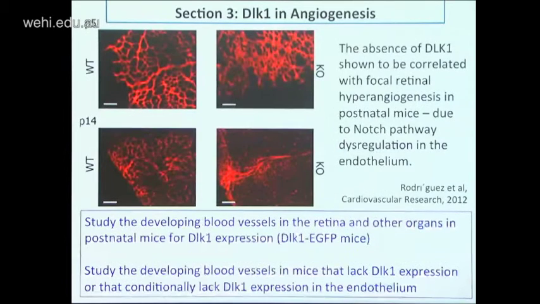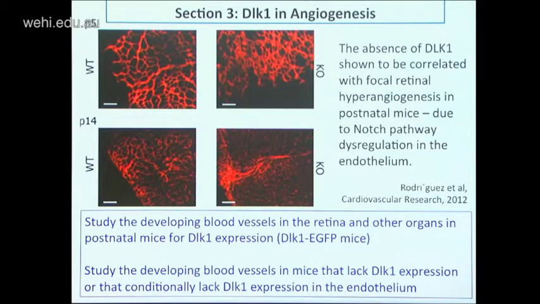So I'll move on to the next section, which is my last section. We've decided to study Dlk1 in angiogenesis because of its link to the Notch signaling pathway. In this paper published in 2012, the absence of Dlk1 was shown to be correlated with abnormality in postnatal mice retina, and this was thought to be due to Notch pathway dysregulation in the endothelium.